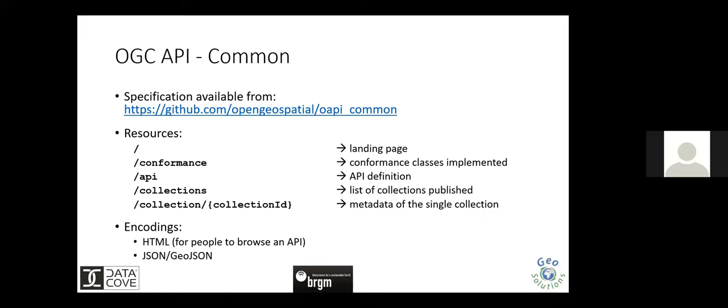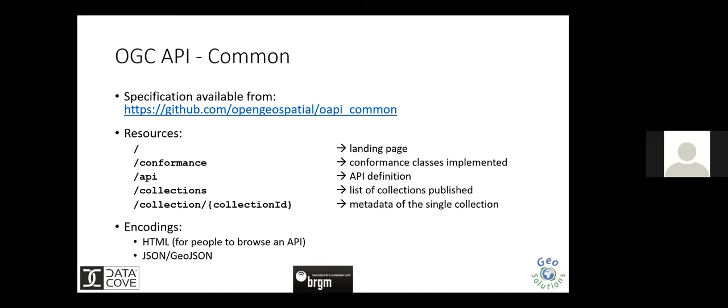And what does this define? It defines the very basic resources. What do you have at your API landing point? So at the base page, the slash is your landing page. Off that page, OGC API Common defines that you can provide slash conformance. Under that, you provide information on all conformance classes you have implemented.